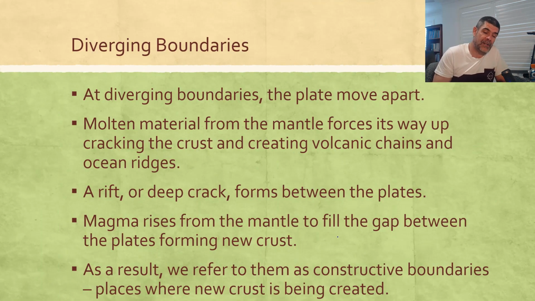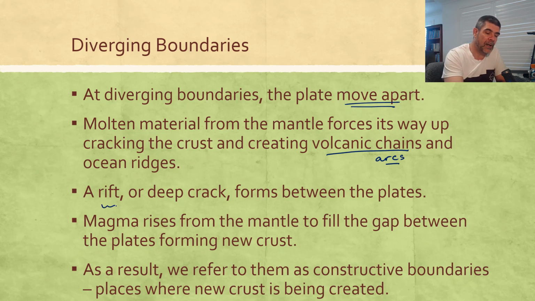So diverging boundaries. At diverging boundaries, the plates move apart from one another. Molten material from the mantle forces its way up, and what happens is that we get the formation of volcanic chains. Often we get volcanic arcs associated with these. We will, when we look at volcanoes, have a look at the different types of volcanic related structures that can form as a result of tectonic activity, because not all volcanoes can be traced directly to plate boundaries, but certainly a proportion of them can, and we'll look at the distribution of those a little bit later.